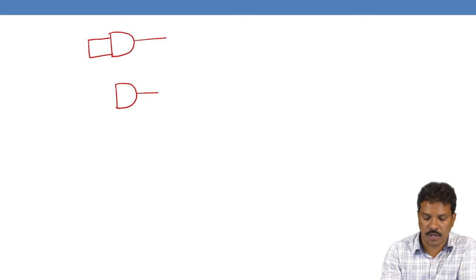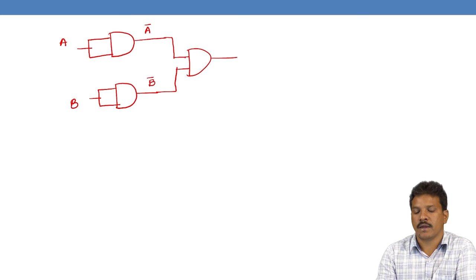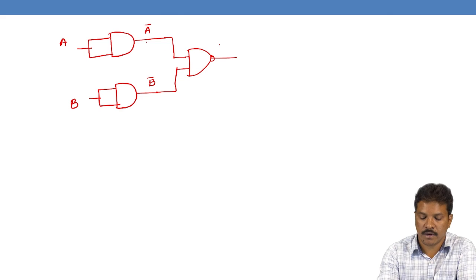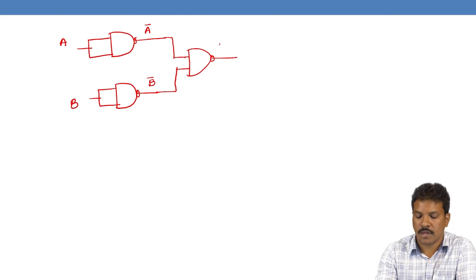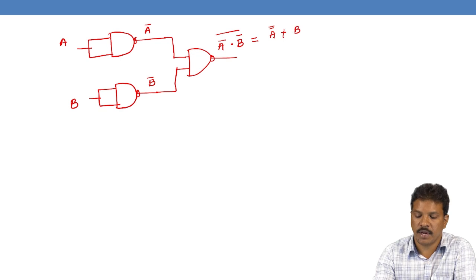Two input NAND gates combining together. A is given, you will get A bar. B is given, you will get B bar. When we give these two expressions to the NAND gate, the NAND gate operation gives A bar dot B bar whole bar. So we'll get A double bar plus B double bar, which is equal to A plus B only.